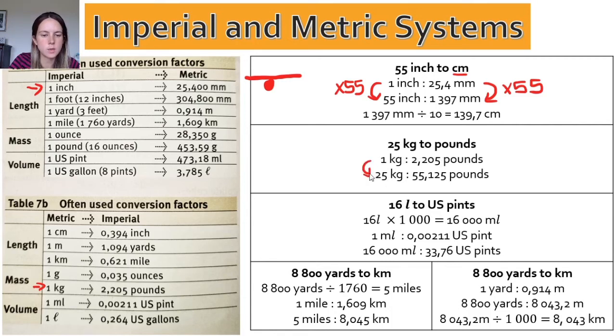Okay, so I see we can just multiply with 25. 1 times 25 gives me 25. What I do on one side, I have to do on the other side. So 2.205 multiplied by 25 gives me 55,125 pounds. That's all there is to it.